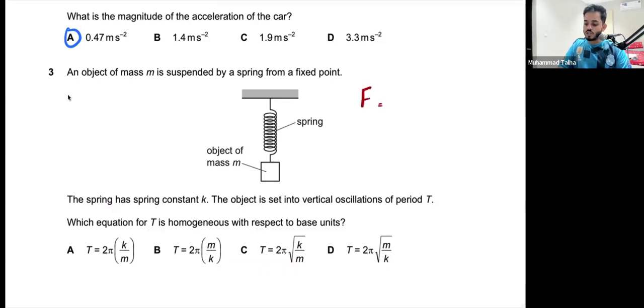So spring constant, this is the defining equation. K would be F over X, X being extension. Force is kg meter per second square, right? Mass times acceleration. This is mass, this is acceleration, divided by units of extension, which would be meters as well. So units for K are kg per second square.